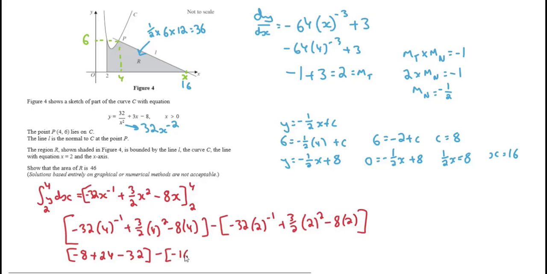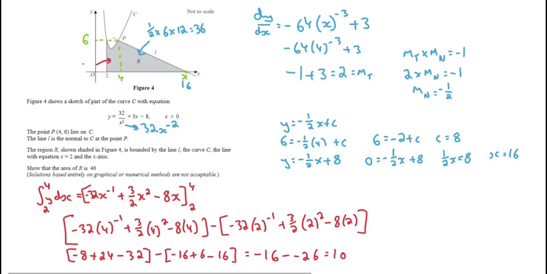Then over here, you end up with minus 16 plus 6 minus 16, which will be the same as this first bracket. So minus 8 minus 32 is minus 40. Then add 24 onto that. You just are left with minus 16 minus, and here, minus 16 minus another 16 is minus 32. Add 6 onto that, then just becomes minus 26. So minus 26. Minus of a minus is like a plus, so minus 16 plus 26 gives us an area for the integral underneath that bit of the curve of 10. Then just finally combining the two together, so 10 add the 36 gives us an area of R of 46, which was what we had to show.